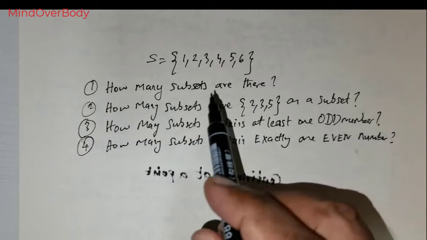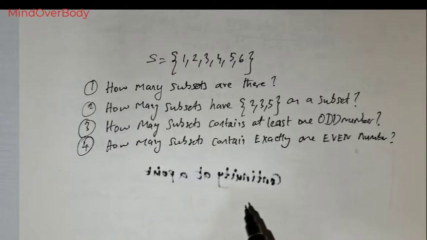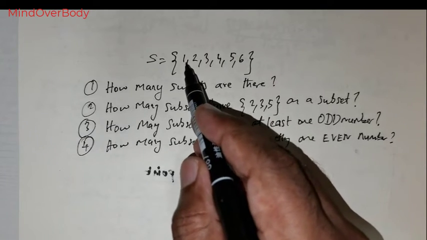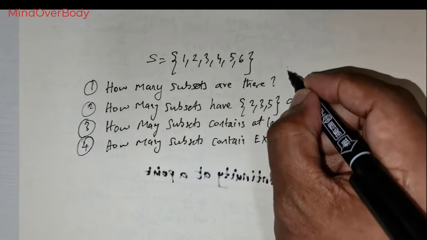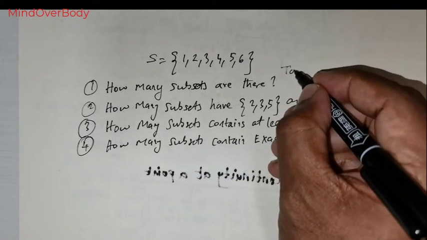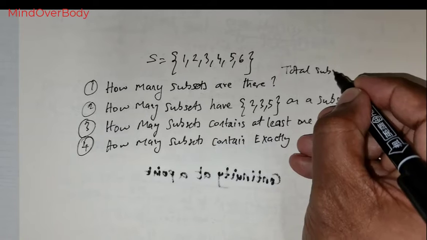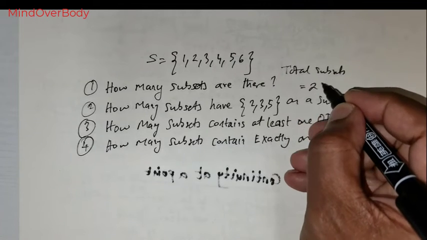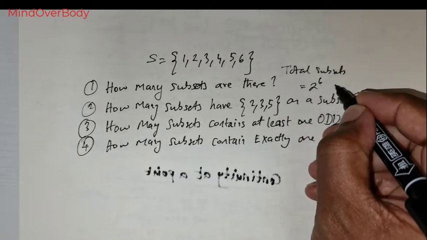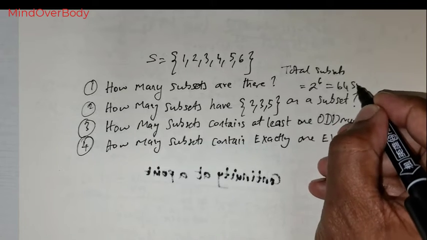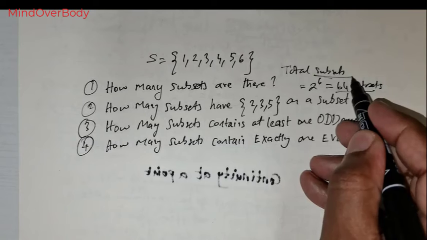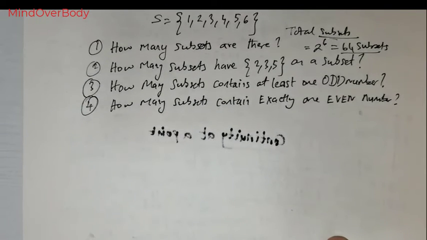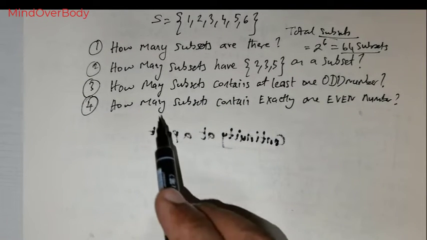You can easily find that out because of the formula. So in this case, you got 1, 2, 3, 4, 5, 6. So the solution would be total subsets that could be created as 2 to the power of 6, which is equal to 64 subsets. Please bear in mind, I'm only mentioning the word subset. So having obtained that, let us go to question number 2.